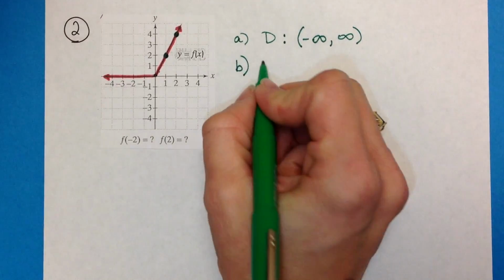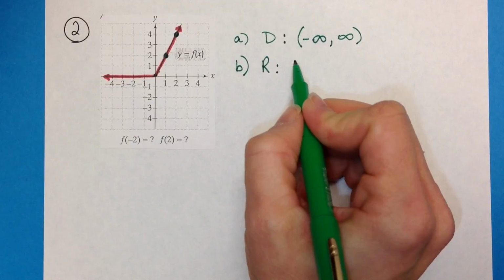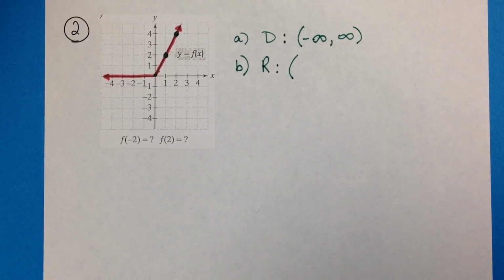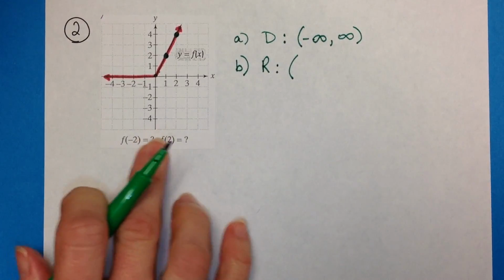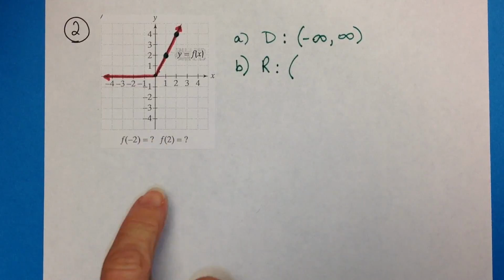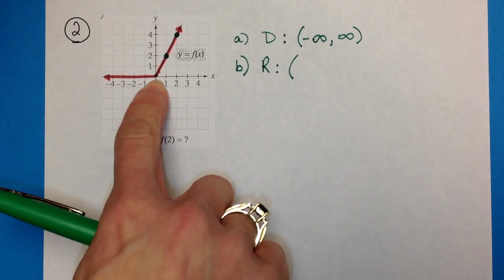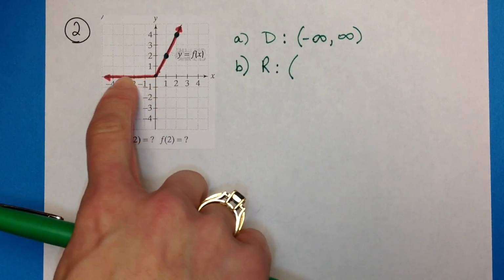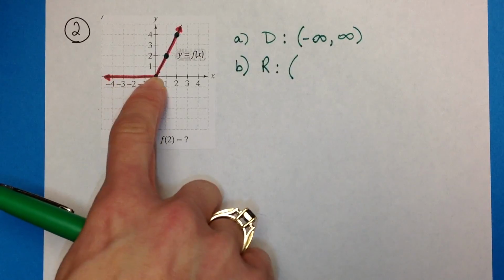Okay, B part was range. So this time we go bottom to top. So you ask yourself, is there any part of the graph that goes down forever? No, there's not. The first time that you get to this graph when you're starting from the bottom and coming up is going to be these points that are along this part of the graph.